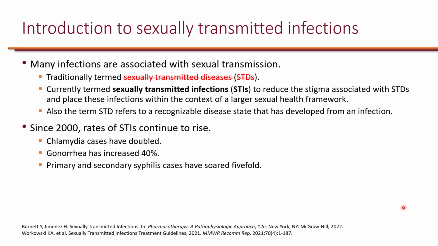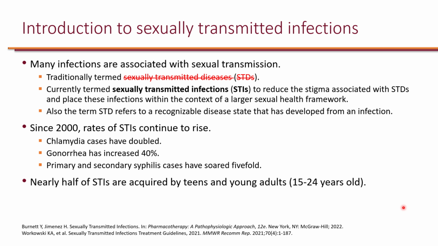Now, since 2000, rates of STIs have continued to rise. For example, chlamydia cases have doubled during that time, gonorrhea has increased 40%, and primary and secondary syphilis cases have soared fivefold. And nearly half of STIs are acquired by teens and young adults between the ages of 15 to 24 years old.